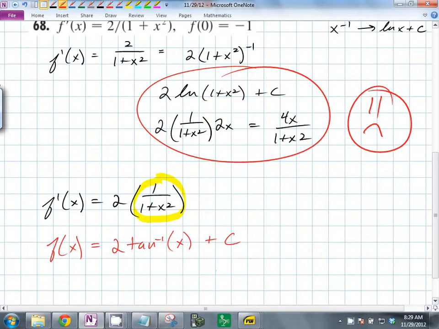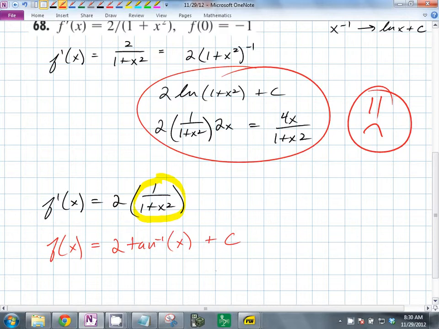Why do you know that's true? You know that's true because we did inverse trig derivatives when we were doing implicit differentiation. What is the derivative of tan inverse? This is not a hypothetical question. I'm asking you, what is the derivative of tan inverse? 1 over 1 plus x squared. So what's the general antiderivative of 1 over 1 plus x squared? Tan inverse of x. Exactly.